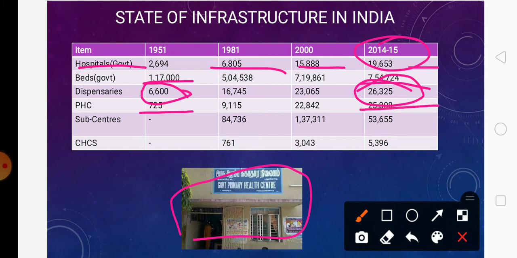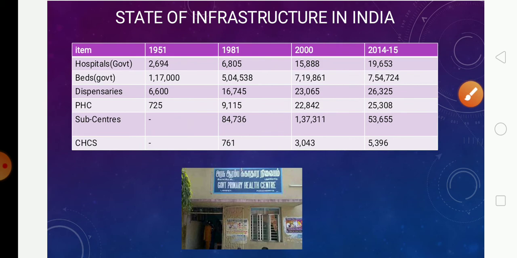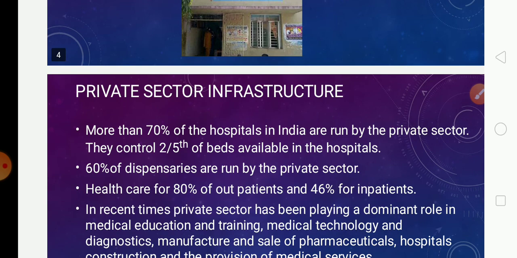Not only that, the sub-centers were started in 1981. Nearly 84,736 sub-centers were established. In 2015, 53,655 sub-centers have been added. And community health centers, that is called CHCs, were started in 1981. We had 761, and in 2015 it increased to 5,396 community health centers. So this is the information regarding the state of health infrastructure in our country.